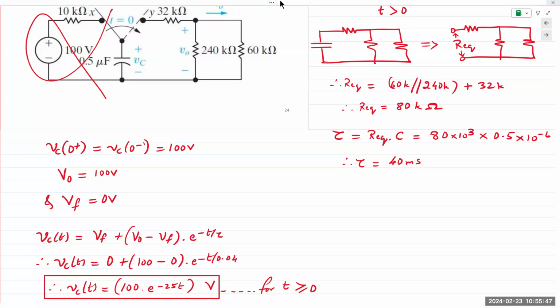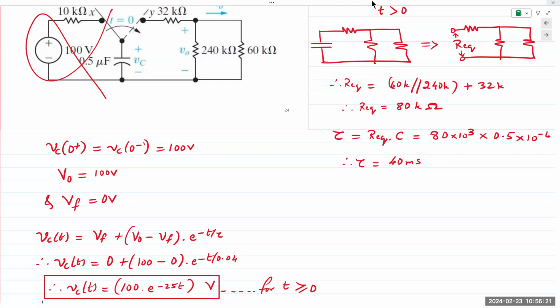Does that make sense? It's a natural response problem because there is no source connected. If there is no source connected, final value is always 0. So Vf is 0. Any questions before I move on to the final example? The steps make sense?